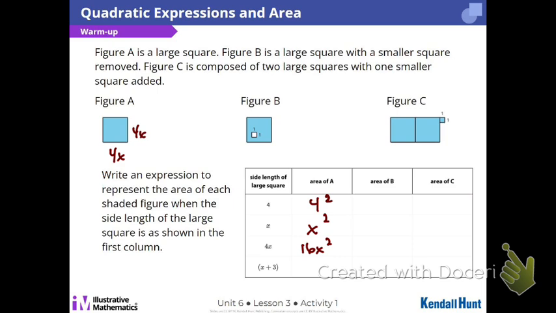So if you're having trouble seeing that 16x squared, 4x times 4x, it's all multiplication, right? So you can use your commutative and associative properties to say 4 times 4 times x, right? You can multiply in any order. And then if one side's x plus 3, what's the other side? Yeah, so I have x plus 3 times x plus 3, or x plus 3 squared.